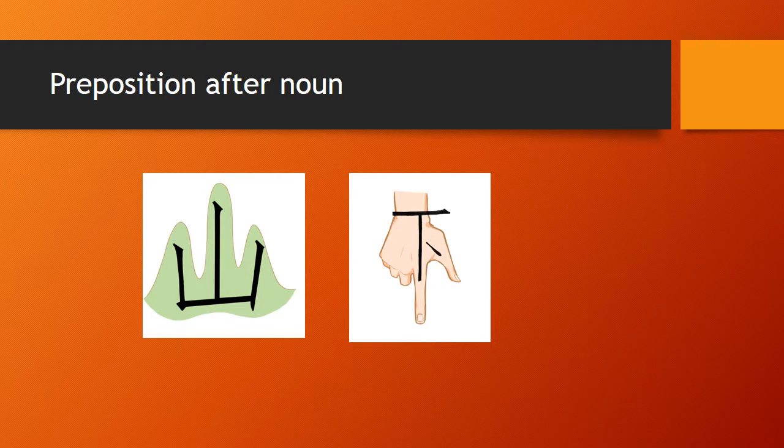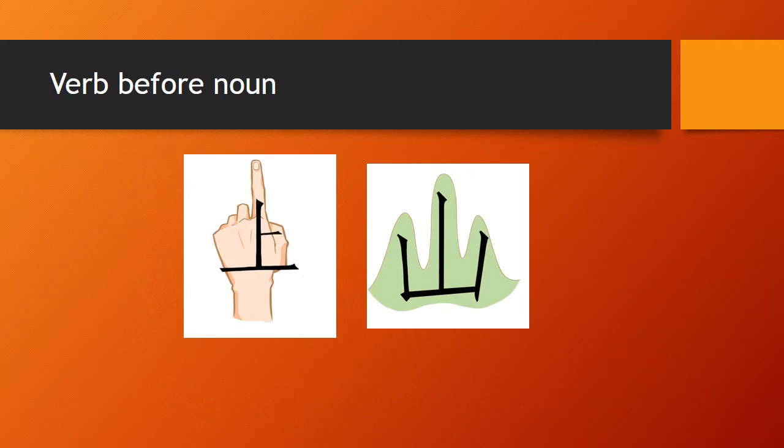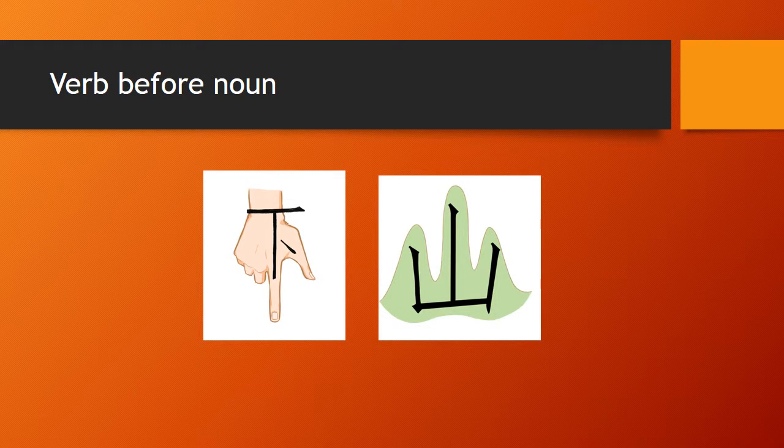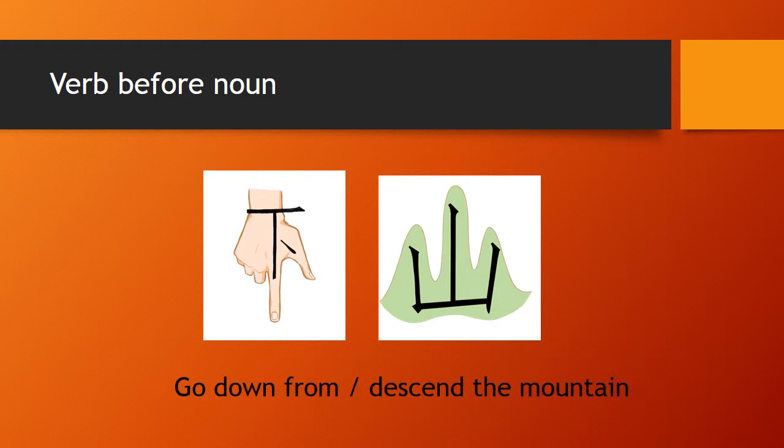How about this one? Shan xia. You probably guessed it right. Down the mountain or at the foot of the mountain. How about this one? Wait a minute. If up goes before the mountain, it turns into a verb. So it will be go up the mountain, climb the mountain. If down goes before the mountain, it becomes a verb also, go down the mountain. Go down or descend the mountain.